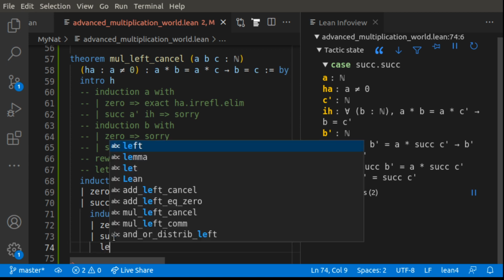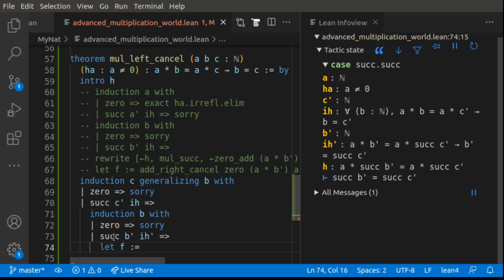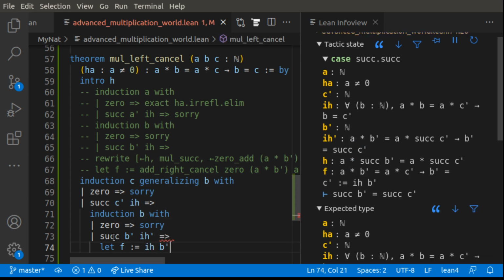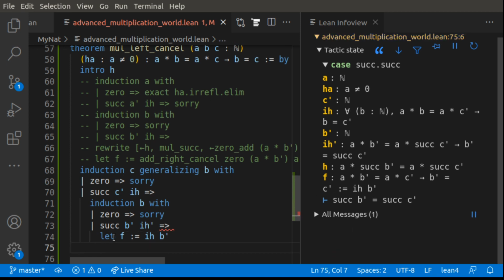Okay, and then what happens if we let F be defined to be IH of B prime? B prime equals C prime. That looks promising. And B prime equals C prime is true. Okay, okay. I think I might be getting somewhere. Okay, we've used our next hypothesis, not prime version, to get F. Oh, but now we have F and IH. Maybe IH is useless. IH prime, I mean. So let's ignore IH prime.